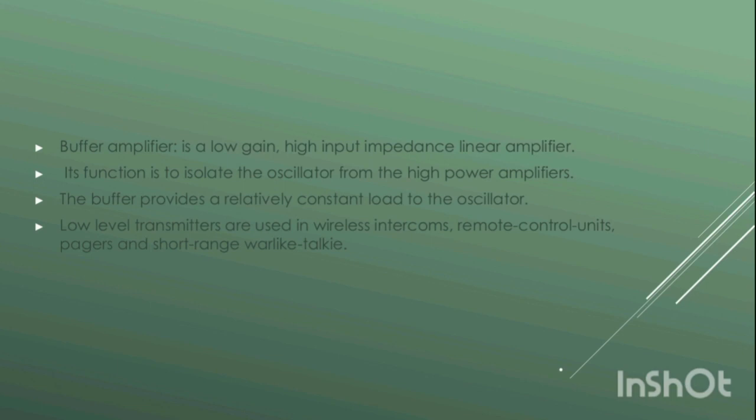Buffer amplifier is a low gain, high input impedance linear amplifier. Its function is to isolate the oscillator from the high power amplifiers. The buffer provides a relatively constant load to the oscillator. Low level transmitters are used in wireless intercoms, remote control units, pagers and short range walkie-talkies.